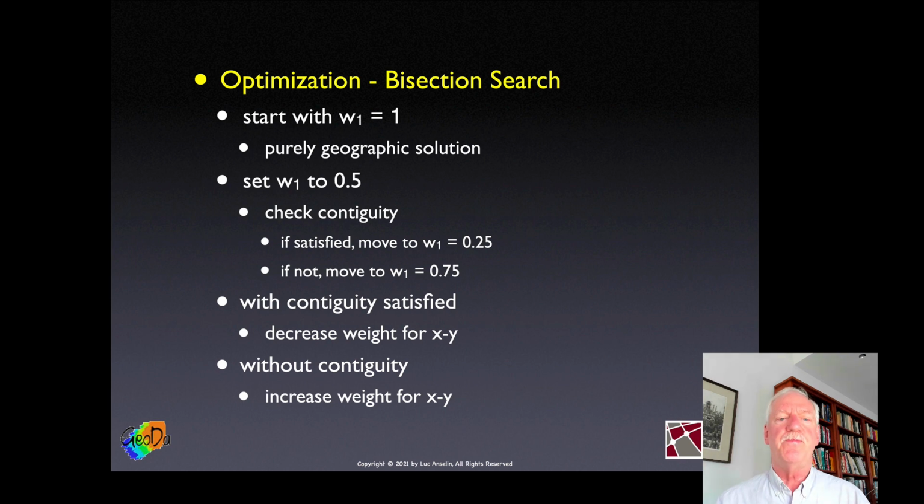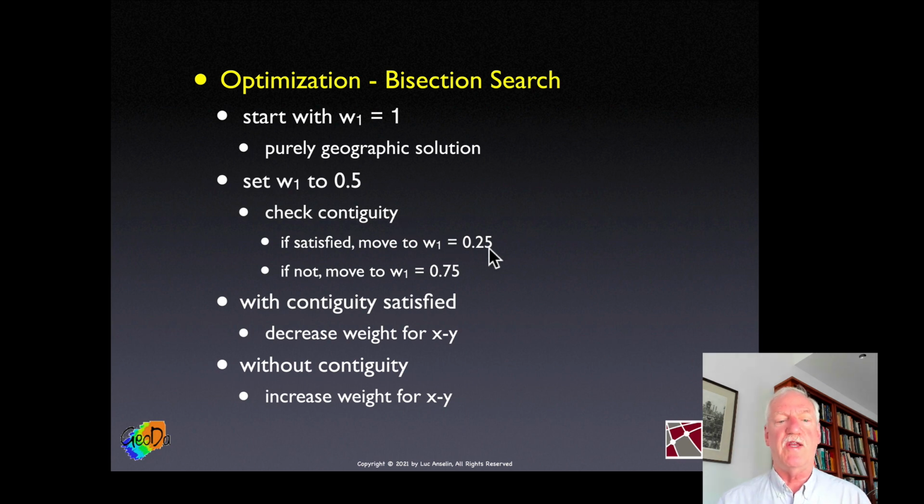So we start with full weight to the coordinates, which is a purely geographic solution. That's exactly the same solution as we had in the first of the 3 methods where we cluster on x and y. So we start with that. That's the point of departure. And then we drop the weights to the midpoint between 0 and 1, which is half, and we check on contiguity. If the solution is contiguous, we cut the weight in half again.